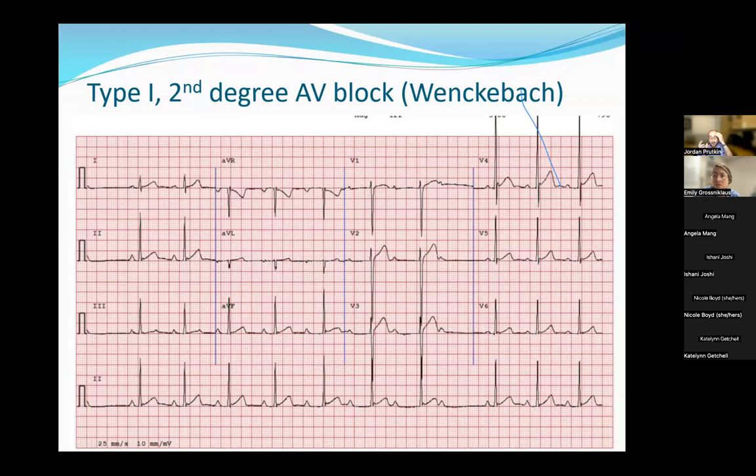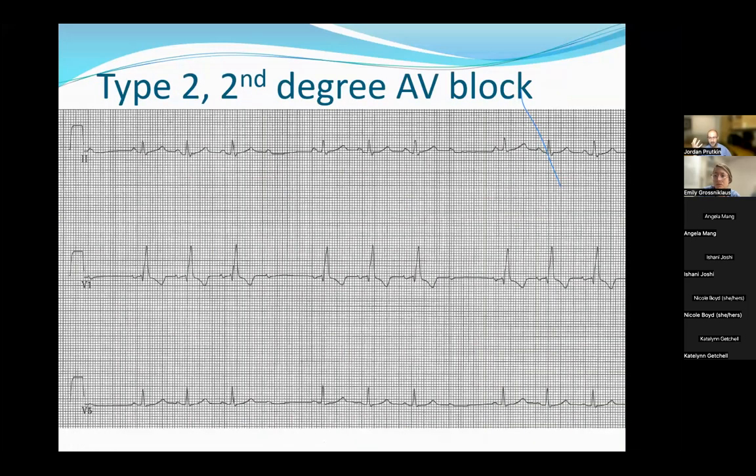So I typically am not sitting there looking at every single beat to see if the PR is lengthening. I'm just going to look at the beat right before it drops and the beat after it drops. If there's a difference in the PR interval, then that is Wenckebach, Mobitz 1, second degree heart block, as it's also called. That's going to be in contrast to this.